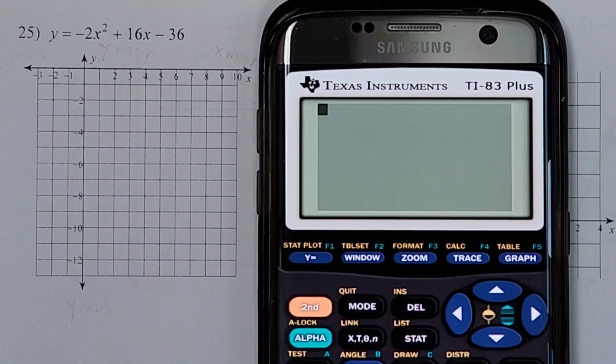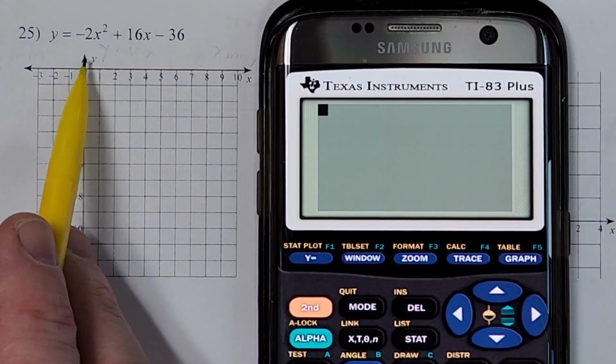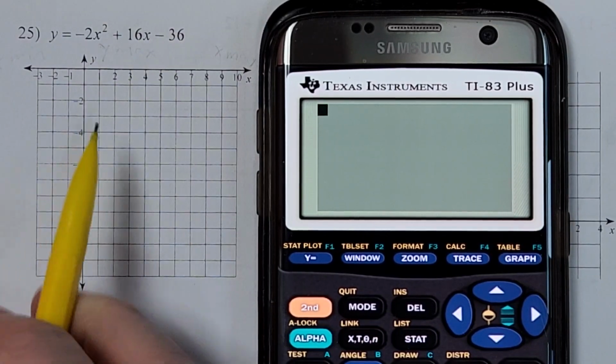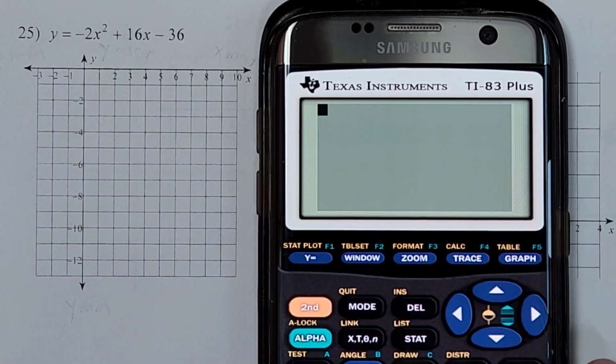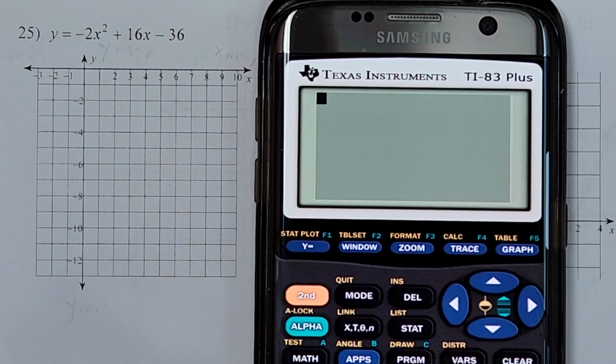Good morning. Okay, so here's how we are going to do graphing the quadratic equation: setting the window, finding the vertex, and then actually graphing. So it sounds like a lot, and well, it is. Here is the first thing we're going to do: we're going to set the window.